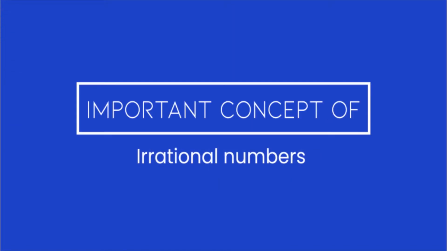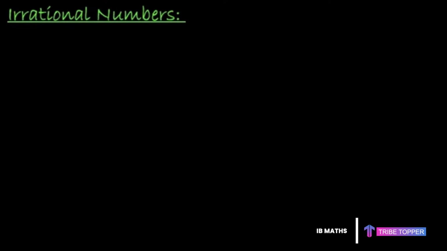In this video on irrational numbers. So friends, in the previous video we had learned about rational numbers, and rational numbers are the ones which can be expressed as the ratio of two integers. Now in this module we are going to learn about irrational numbers, and as the name suggests, irrational numbers are the ones which are just the opposite of rational numbers. That means irrational numbers will be the numbers that cannot be expressed as the ratio of two integers.